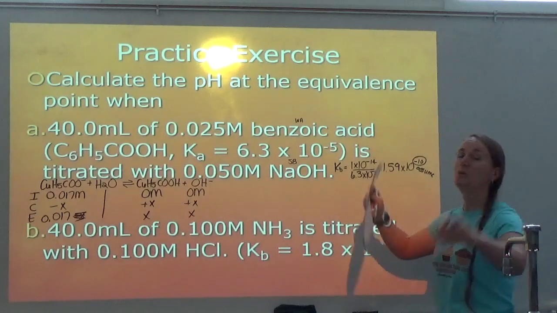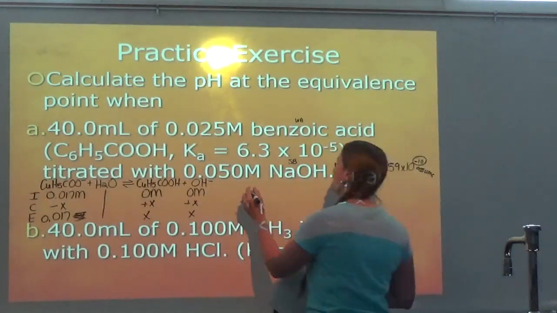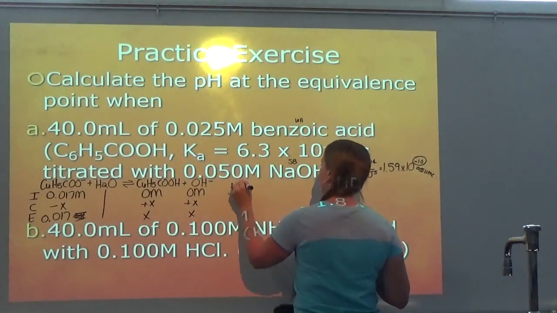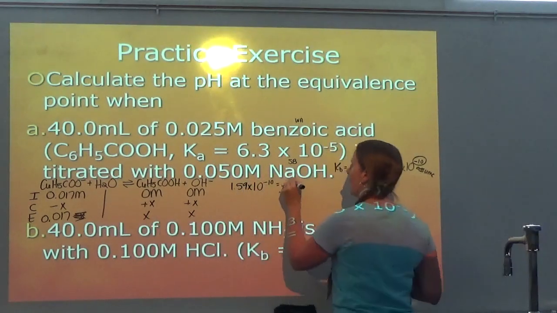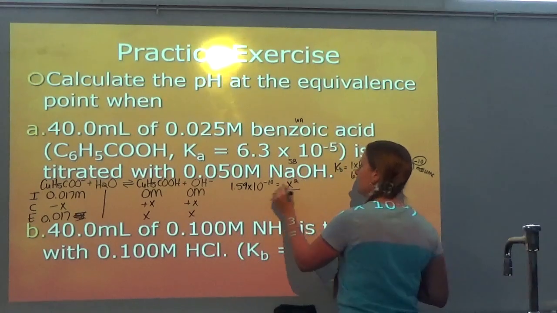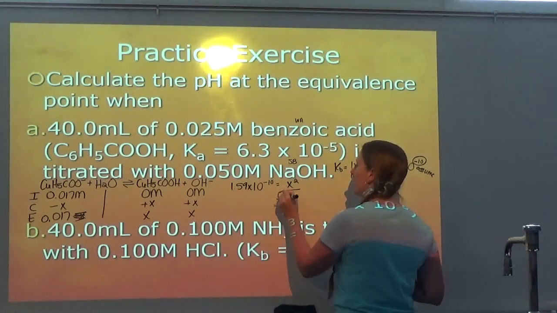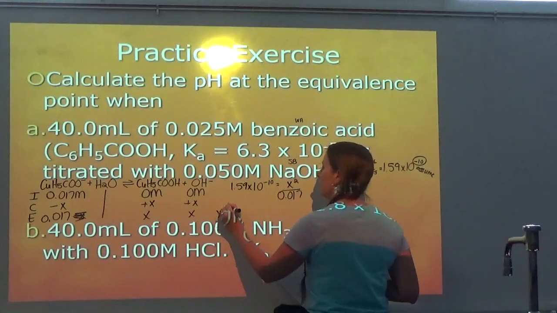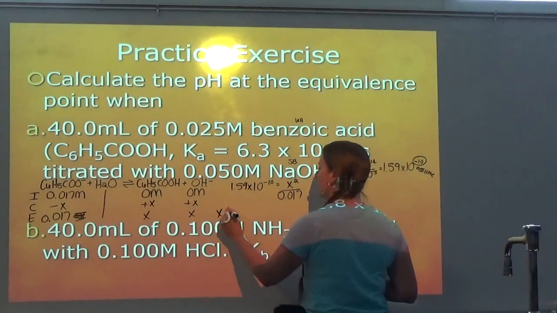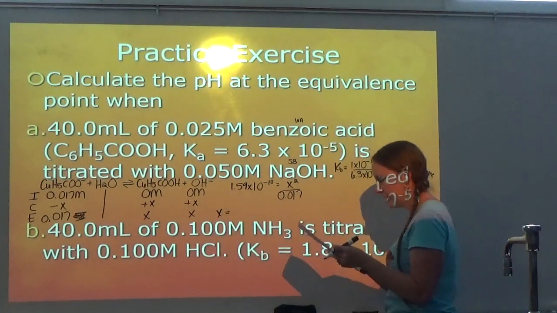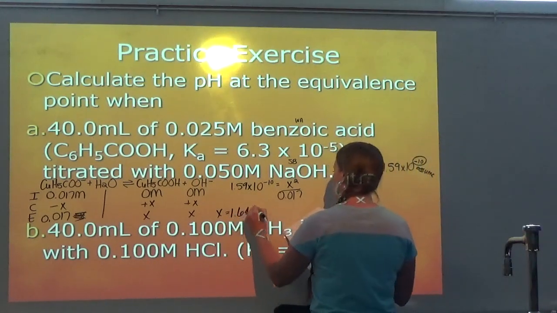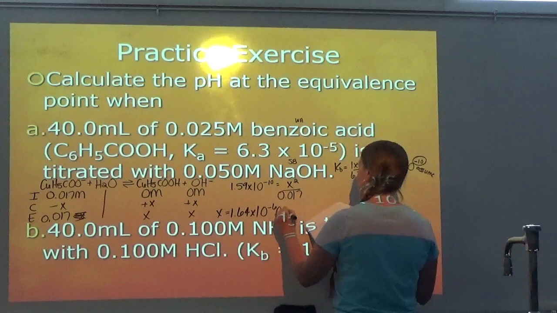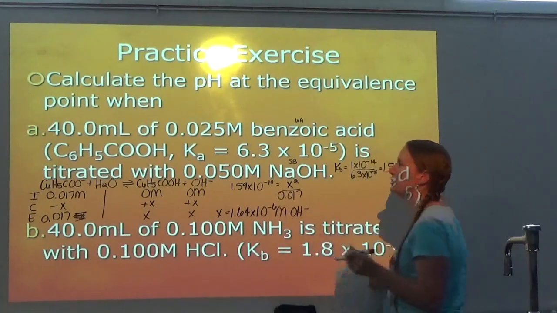All right, so we're ready to plug in. So we say, okay, Kb equals my acid times my base, because remember, it's just products over reactants, over the 0.017. So once I solve, X ends up being 1.64 times 10 to the negative 6 molar, that's for my OH minus.